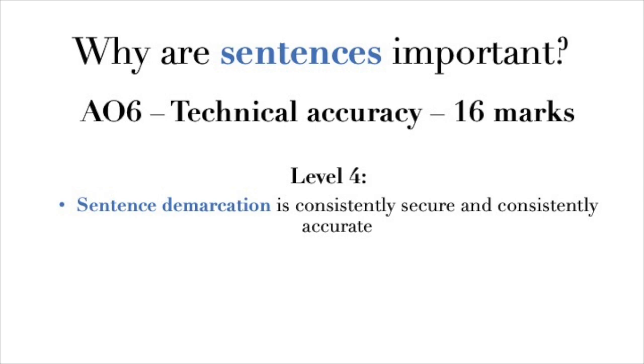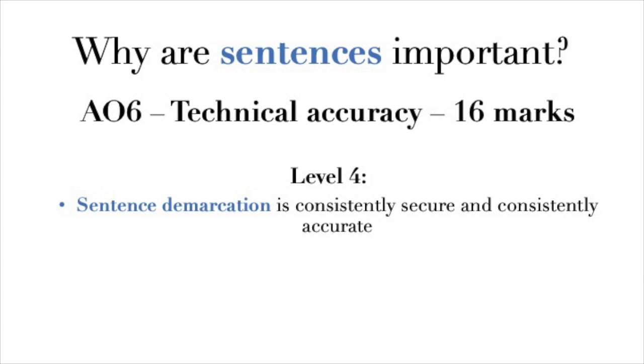As you can see from the mark scheme, sentences come under assessment objective 6, which is all about your technical accuracy, which is your spelling, your punctuation and your grammar. And sentences are part of your grammar because they're part of the rules of language, in order how things go. There's set rules to sentences, and you might hear or see this word in lessons or on examination websites: sentence demarcation is a very posh and very long way of saying how you mark off your sentences.